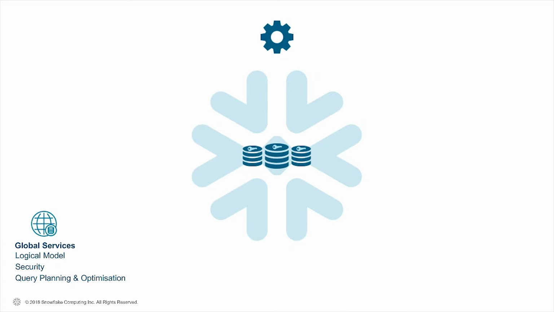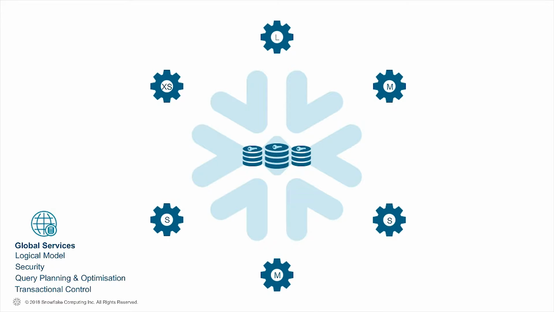So our compute layers are just clusters of EC2. We can have multiple of these clusters running simultaneously. Each one of these is isolated from the others. So a workload that's executing in one of these has no impact at all on the activity that's happening in these other clusters.